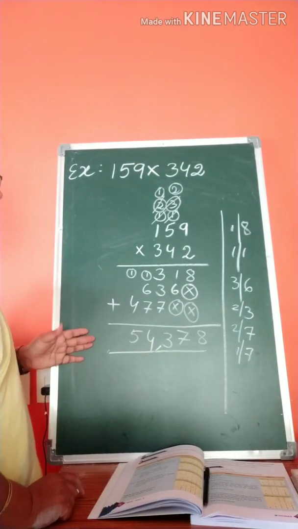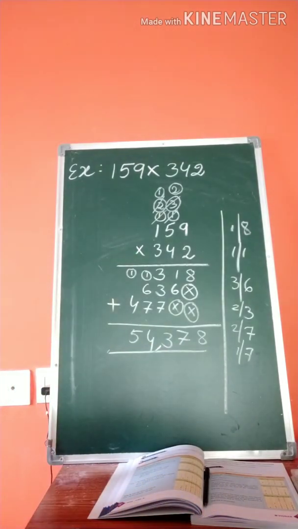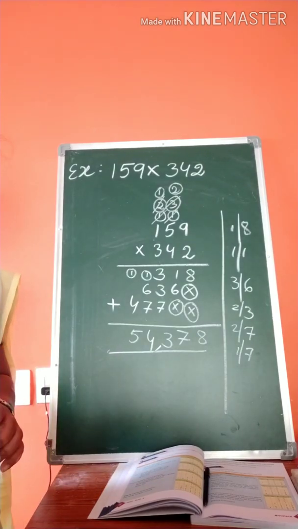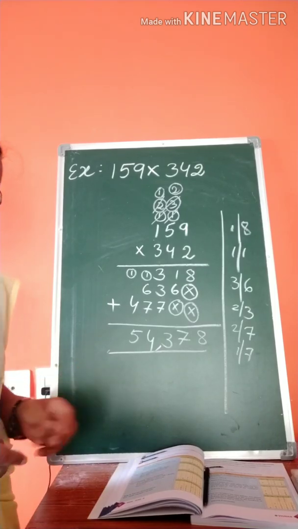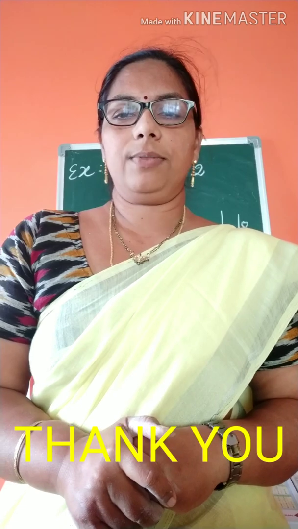This is how we do the multiplication of a 3-digit by 3-digit multiplication. Got it, children? This is how we do the multiplication of a 3-digit by 3-digit multiplication. Got it, everyone, children? Children, practice more and you will get the sums. Got it, children?